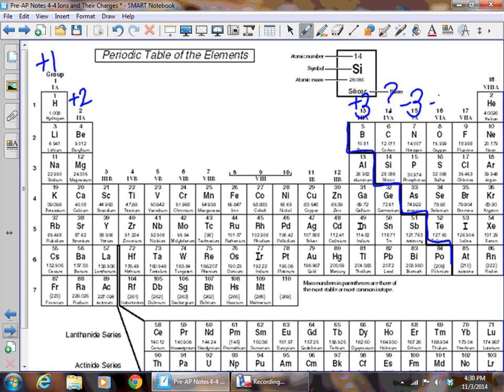Group 6A is going to be -2, 7A -1, and the elements on the end, those noble gases, don't form compounds. We're going to give them a big 0 for forming ions. They don't form ions. They don't react pretty much with anything. So those are our representative elements.